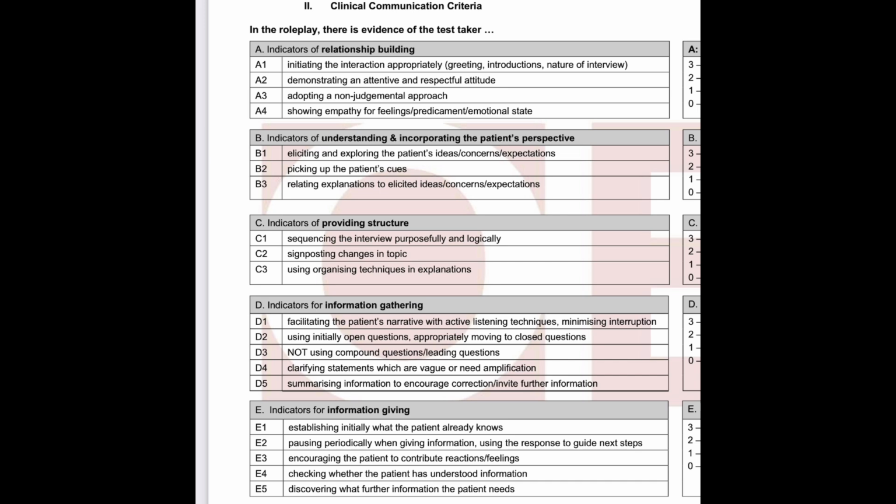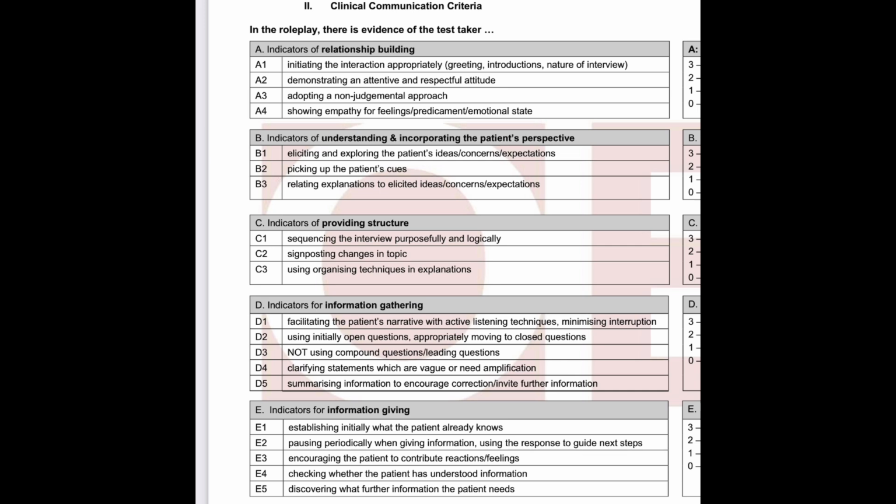Indicators of providing structure: sequencing the interview purposefully and logically. So you can start off by saying, first I will ask you a few questions and then I'll tell you what I think is the right approach towards treatment of this condition. Signposting changes in topic: you can telegraph the change in topic. You can say things like, let's move on to the things you can do to prevent this from happening in the future. And you have to use organizing techniques in explanations.